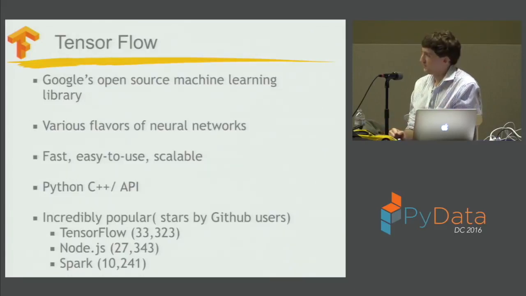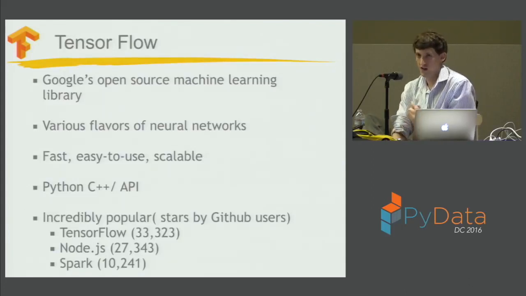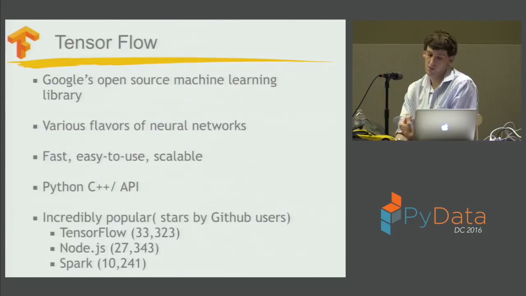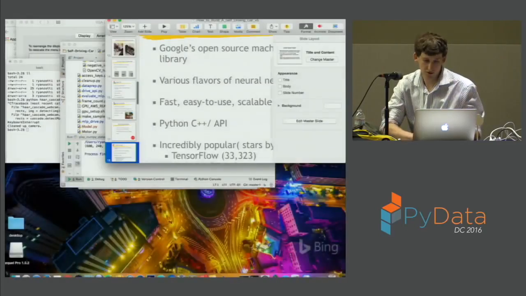It's got a Python API. It's written in C++. It's incredibly popular. The way I gauge the health of an open source project, there are a lot of different ways of doing it, but you can look at how many people have starred the repository on GitHub. So let me just show you how I do that.